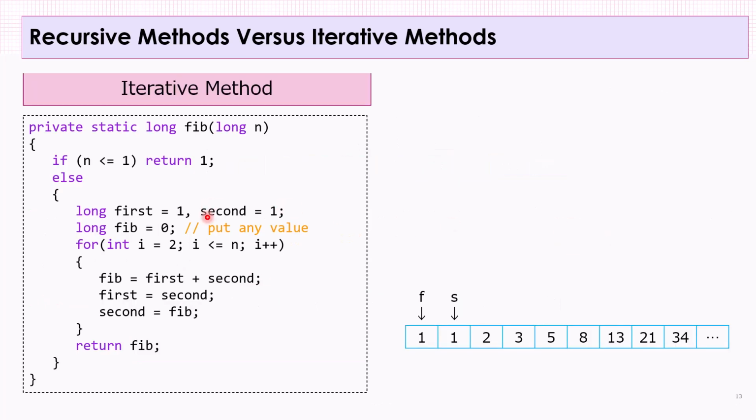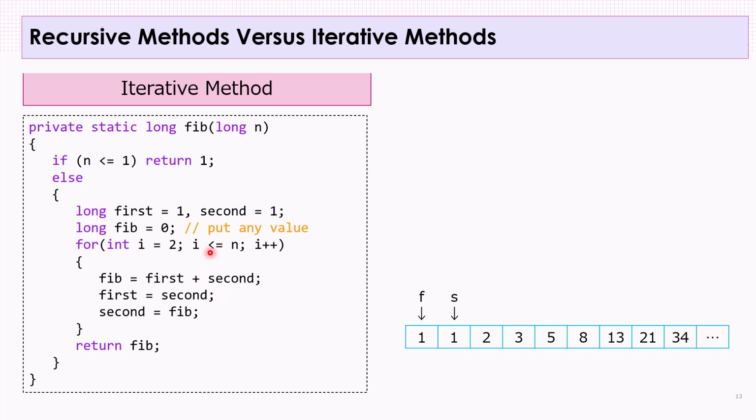Here is the method implementation using the iterative method for finding the Fibonacci number if its index in the sequence is given as an input parameter. In the beginning, the method is testing for the two initial values. So if n is less than or equal to 1, it is going to return 1. And these are the two initial values. Both of them are equal to 1.